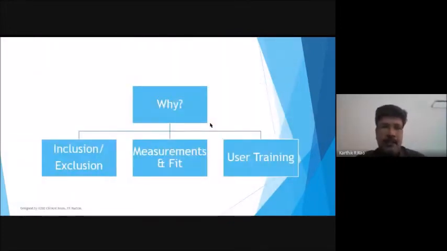Apart from the basic information, we need to have three kinds of information. There are some questions or some details that we are collecting, which will help us to decide whether this wheelchair is suitable or not for this particular individual. So we're looking at an inclusion or exclusion based on this information that we're getting through the assessment.